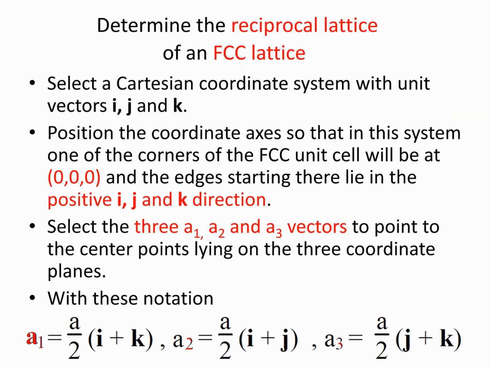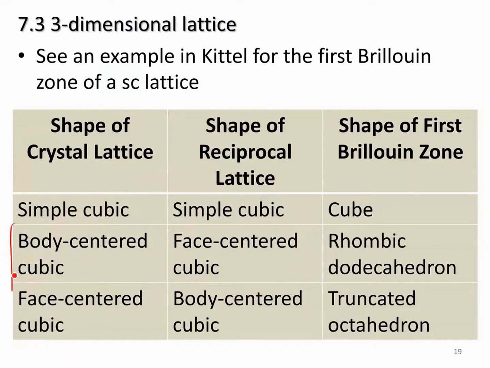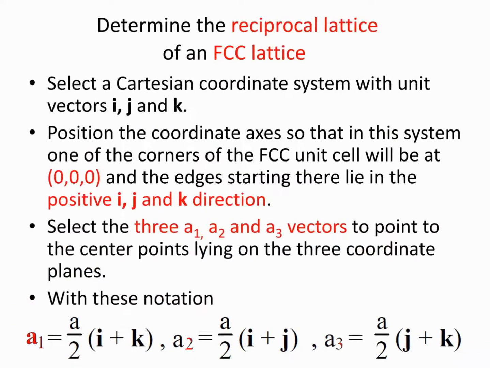And remember just now I told you that for the body centered cubic, the real lattice is body centered cubic, but when I convert it to the reciprocal lattice, it becomes face centered cubic. Why? Okay, I'm going to prove it here.